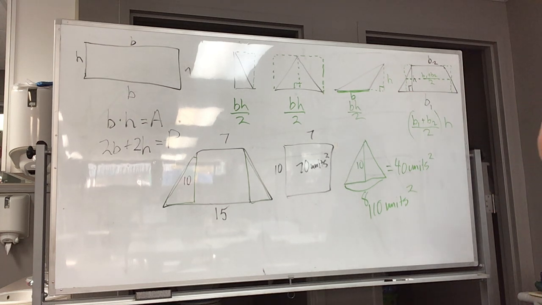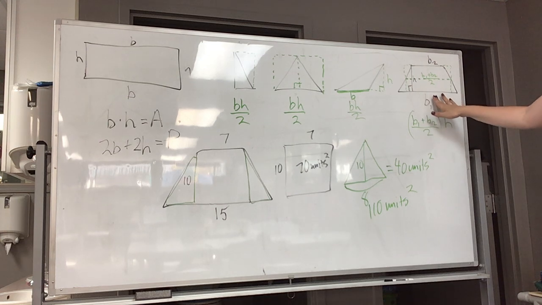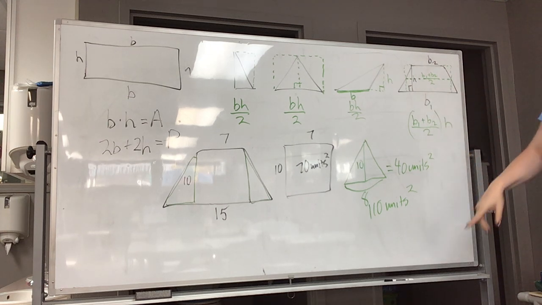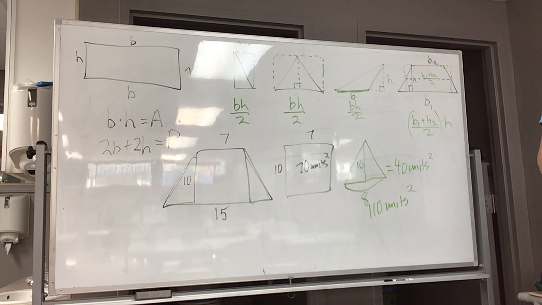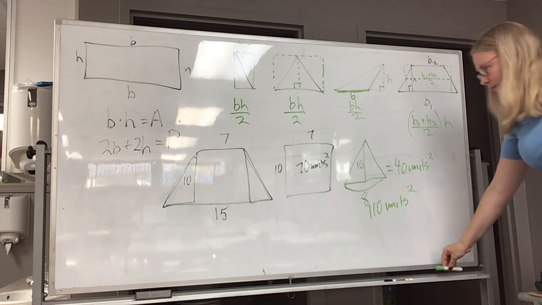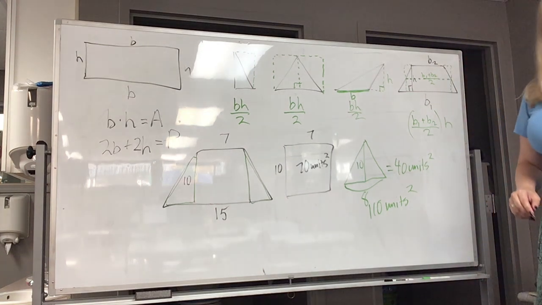And so if you truly just don't remember trapezoids, treat it like a rectangle and a triangle. You can find that area. Questions so far?